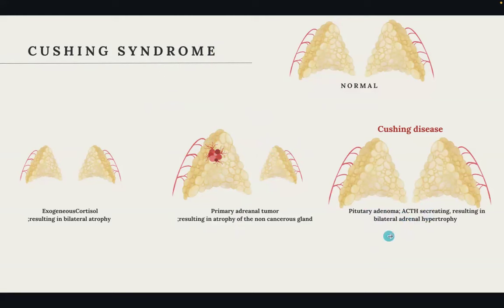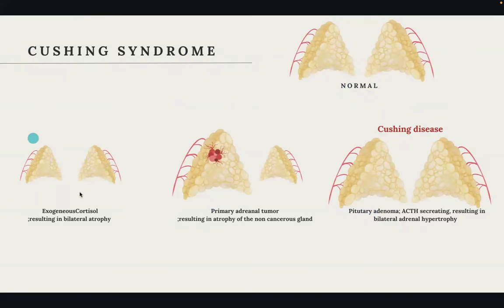What about if I were to have it directly from the pituitary gland? This means that my pituitary is secreting too much ACTH. This is going to cause bilateral hypertrophy. When we have this cancer in the pituitary gland secreting ACTH and causing hypertrophy, this is what's known as Cushing's disease. Again, Cushing syndrome and Cushing disease are not exactly the same thing. Cushing syndrome is all of these cases. But Cushing disease is specifically when I have the pituitary adenoma causing ACTH secretion and the hypertrophy of the gland.